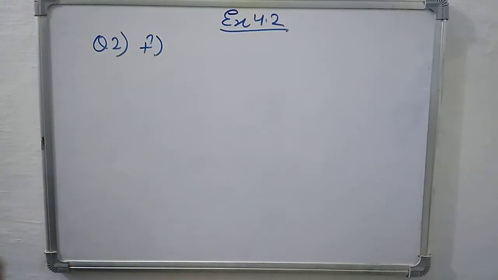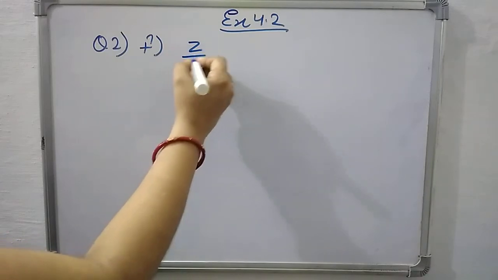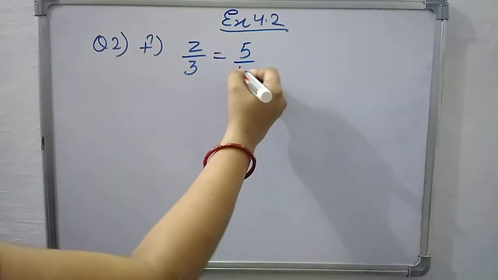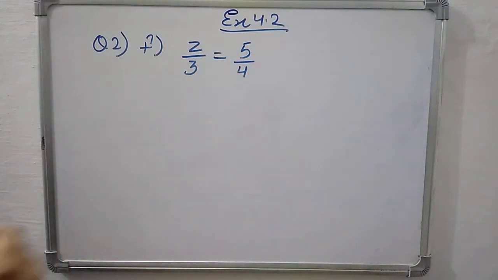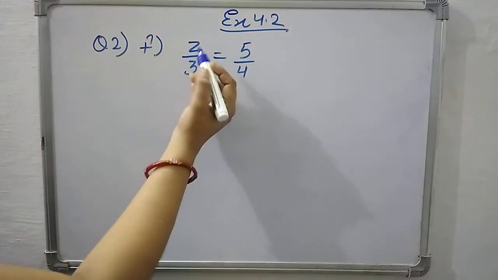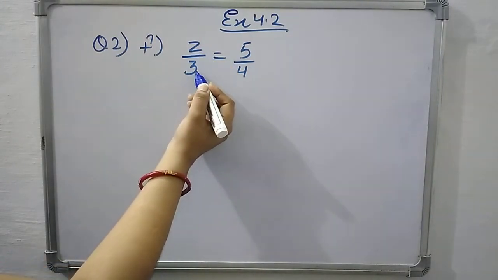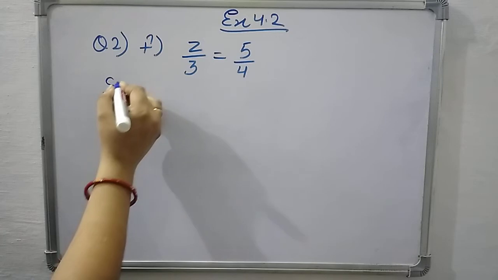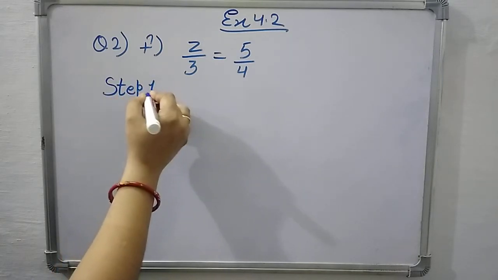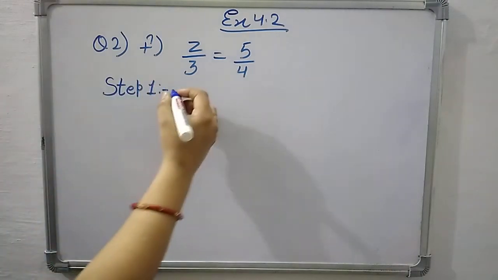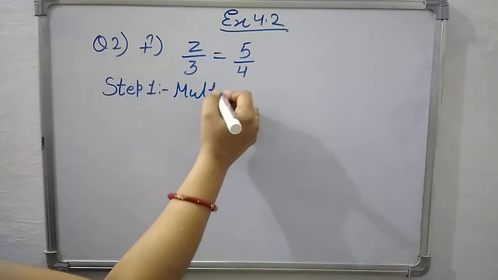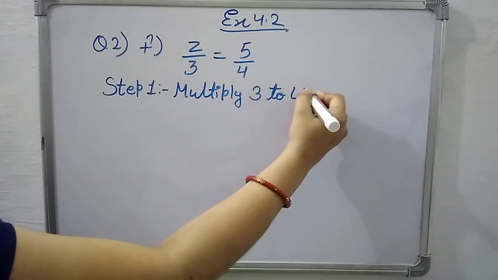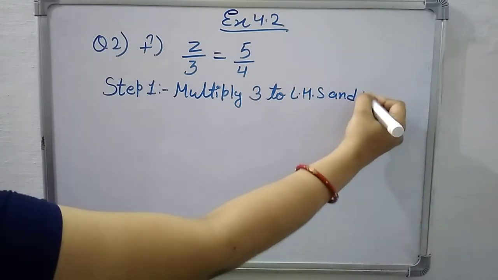Let's understand part F. Z upon 3 equal to 5 upon 4. Here we can see Z is along with this 3, which is in division to Z. So to remove this 3 from Z, we need to multiply 3 to LHS and RHS.